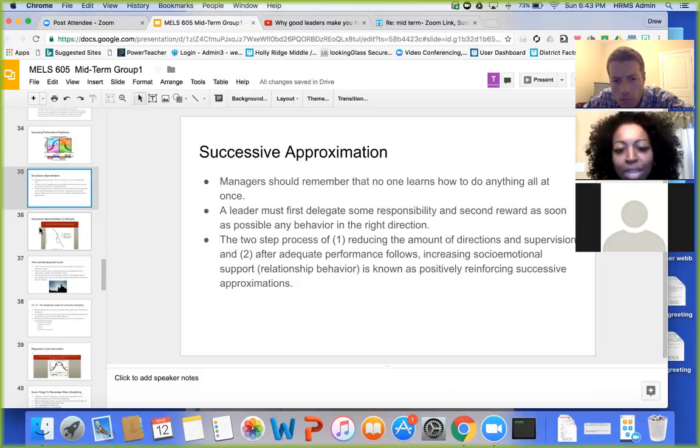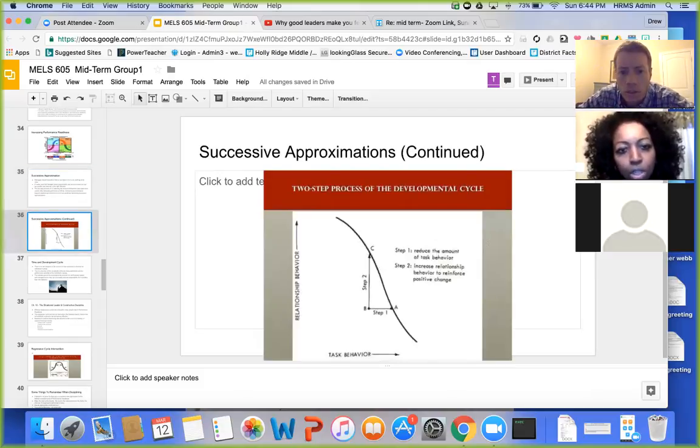When I was going through this, I was thinking about my counseling background. It sounds a lot like behavior modification, which is what I do. So the two-step process, it's like what I do with kids. The first one is reducing the amount of direction and supervision, and the second one is, after adequate performance follows, increasing social and emotional support. That relationship behavior is known as positively reinforcing successive approximations. And then the next slide gives that visual to show that two-step process of the developmental cycle.